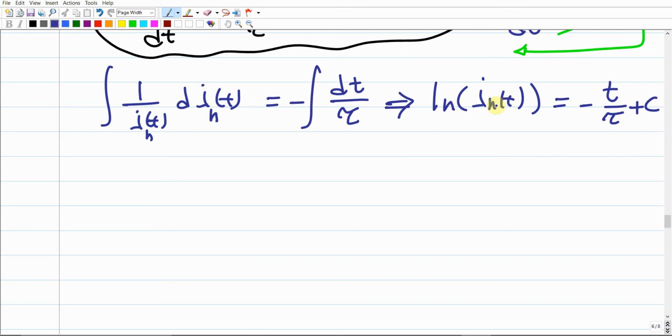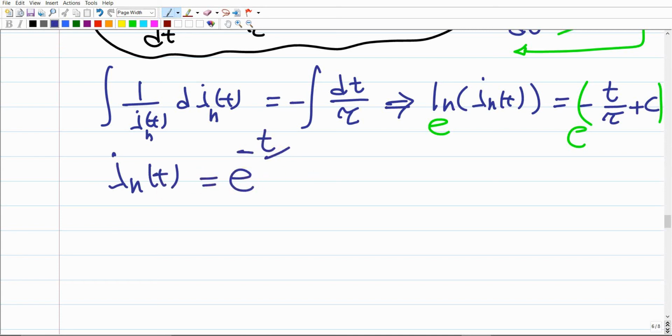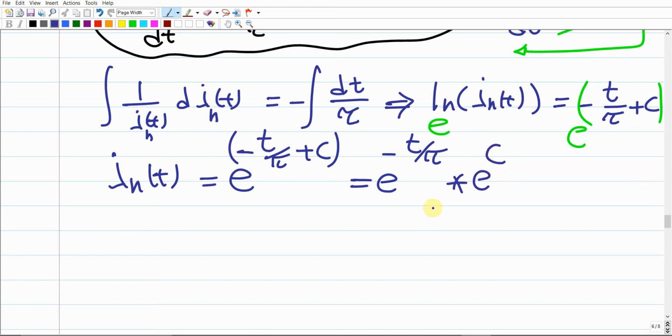To get it, we are interested in finding how much IH of T is. So simply by applying the exponential to both sides to get rid of the natural logarithm, on the right-hand side we end up with IH of T, the homogeneous solution, equal to the exponential of negative T over tau plus C, right? This can be split into E to the negative T over tau, times E to the C, right?